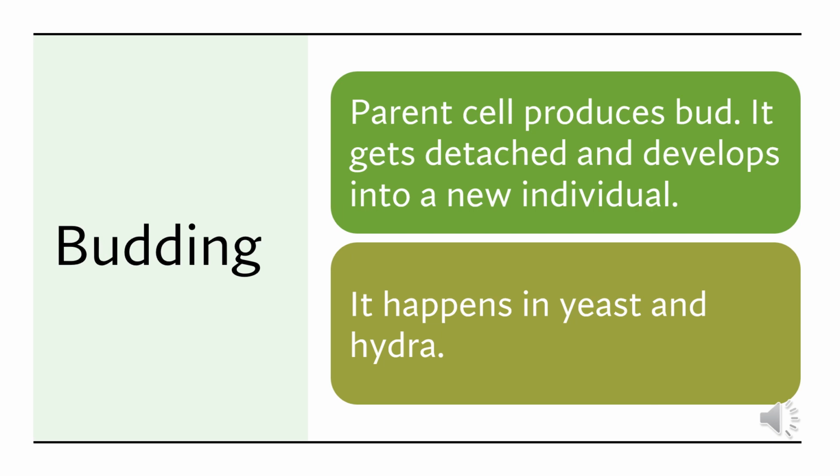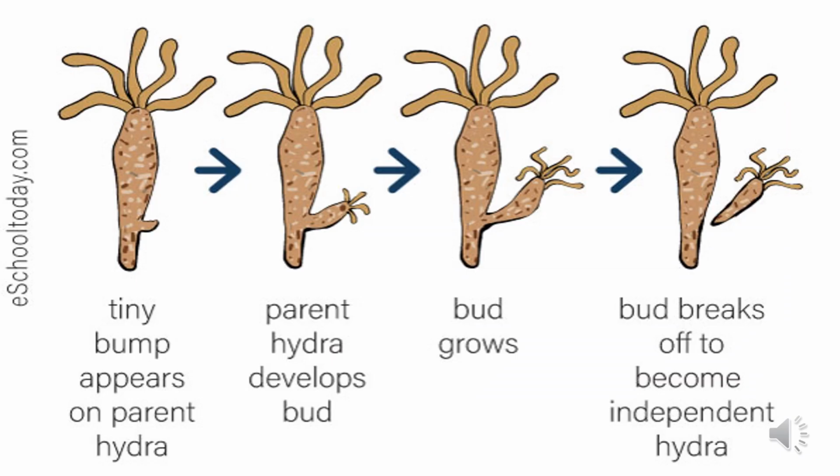Budding. The parent cell produces a bud. It gets detached and develops into a new individual. It happens in yeast and hydra. This is how hydra reproduce. The common asexual method of reproduction by hydras is budding.